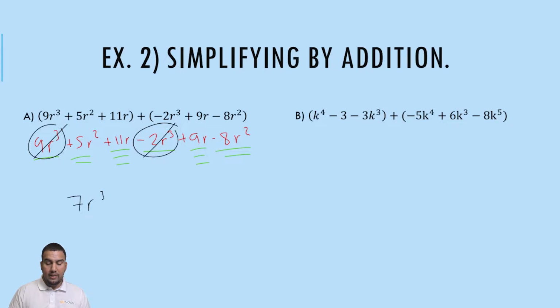After I do that, I'm going to look for my next term, which is going to be 5r squared, as well as negative 8r squared. When I combine it, 5 minus 8, 1 minus 9, so you subtract. 8 minus 5 is 3, r squared, and the 8 is bigger, so it's negative.